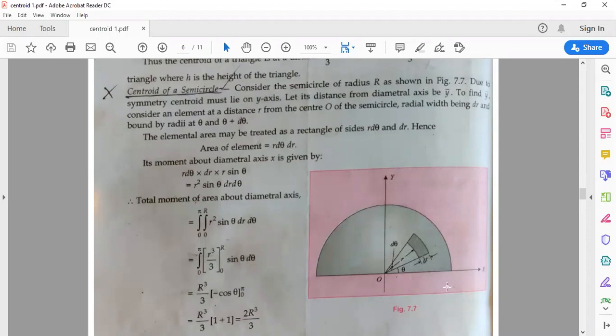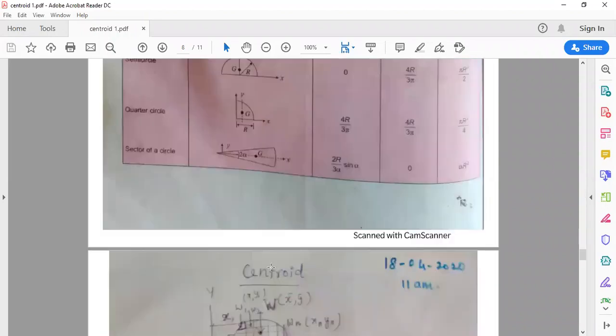What is the area of the entire semicircle? The entire semicircle area will be equal to pi r square divided by 2, that is, pi into capital R square divided by 2, half of the circle. Now, what we need to do, I'll go to my notes at the end.